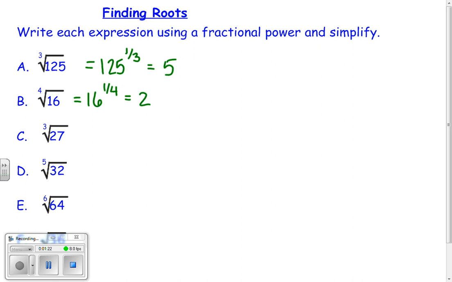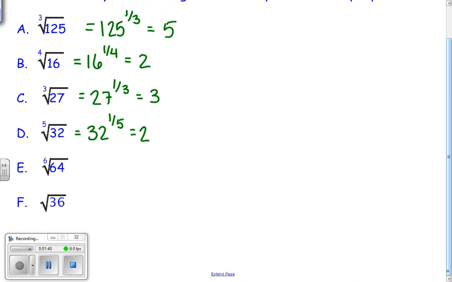Letter C, the cubed root of 27 can be rewritten as 27 to the 1/3, which is just 3. Letter D, the 5th root of 32 can be rewritten as 32 to the 1/5, which is just 2. In letter E, the 6th root of 64, this one's a little higher, but it's 64 to the 1/6, and that's just 2.